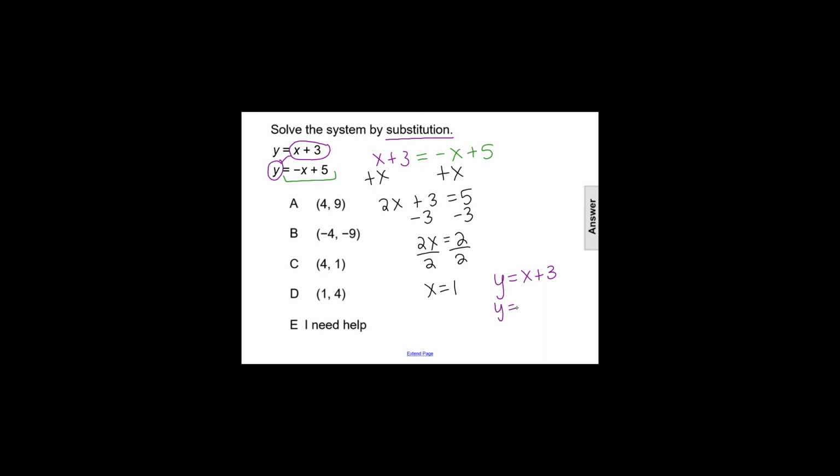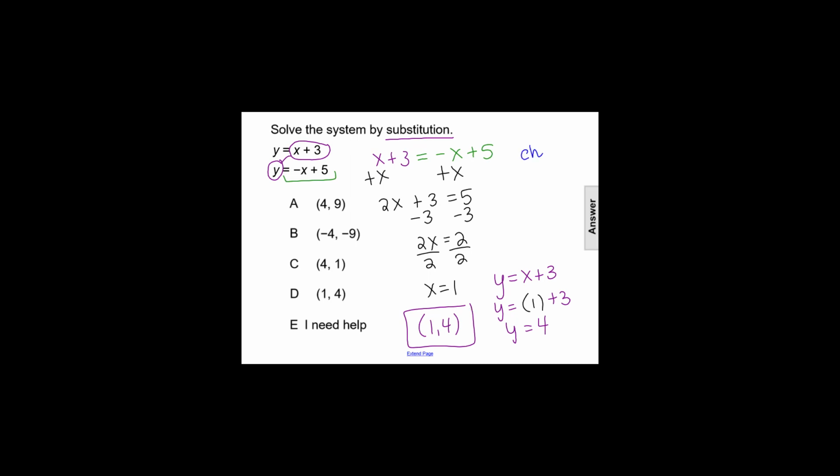And if I substitute in x equals 1, that will be 1 plus 3, so y equals 4. So our solution to the system is the ordered pair with the values of x and y, so that would be the ordered pair 1, 4. And to check our work, we can substitute that into both equations and make sure we get true statements.